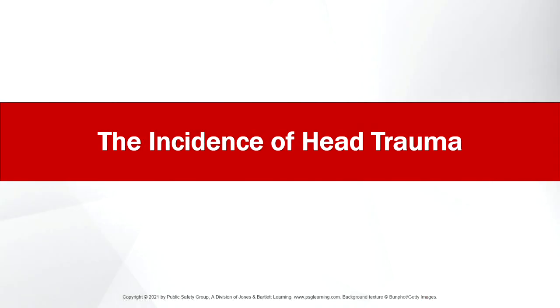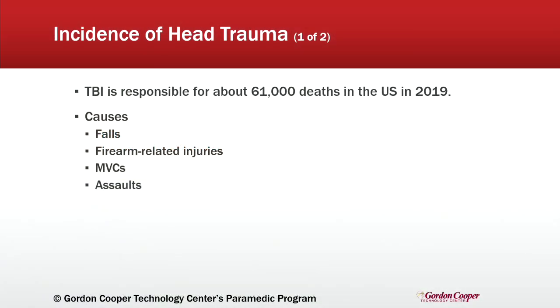All right, so how frequent is head trauma? How often does head trauma occur? Well, when we look at head trauma, we're talking about both head injuries and traumatic brain injuries, so the noggin and inside the noggin both. According to the Centers for Disease Control and Prevention, traumatic brain injuries contributed to almost 61,000 deaths in the United States in 2019 alone. So that's an annual number that's going to be roughly about the same from year to year. The most common cause of traumatic brain injuries are falls. And then we have firearm-related injuries, motor vehicle crashes, and assaults.